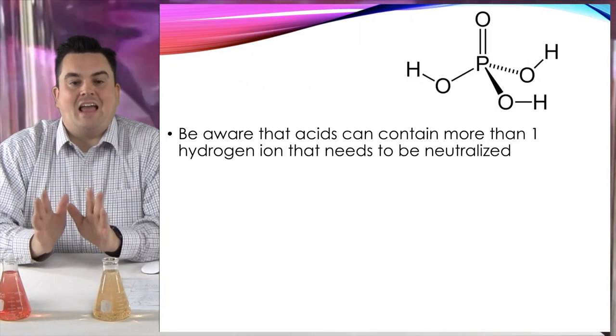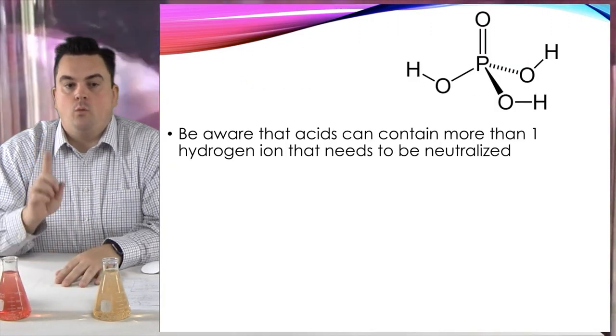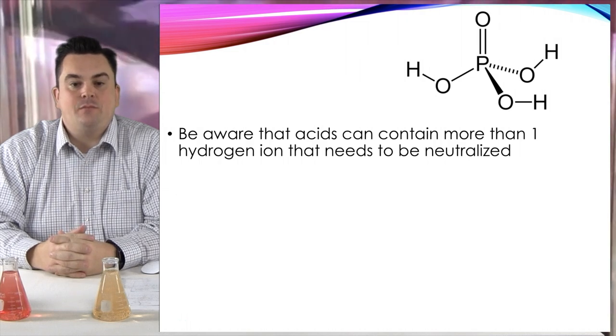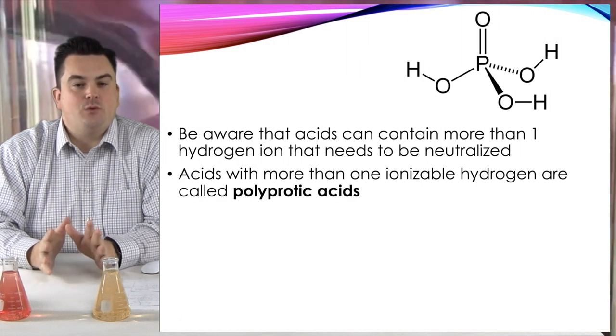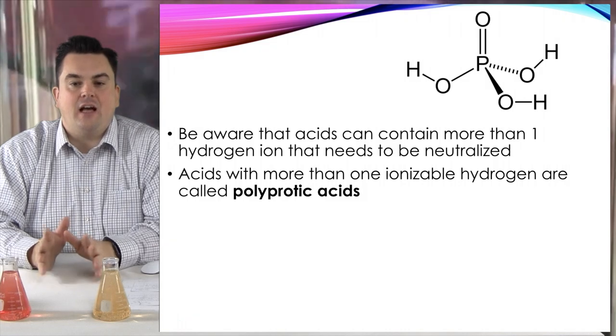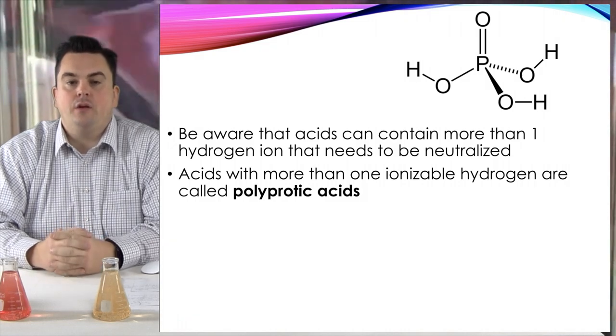Be aware that acids can contain more than one hydrogen ion that needs to be neutralized. Acids with more than one ionizable hydrogen are called polyprotic acids. Now let's break down this word polyprotic. Poly, which I'm sure you've heard before, is a prefix that means many. Protic. Protic in this case comes from the word proton. Well, what does that mean?